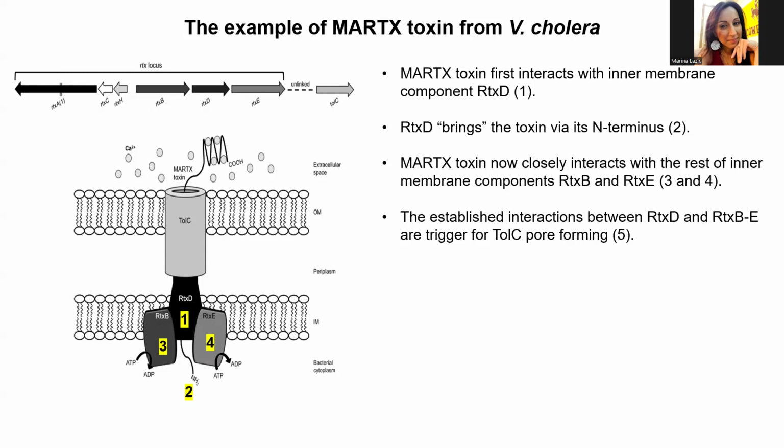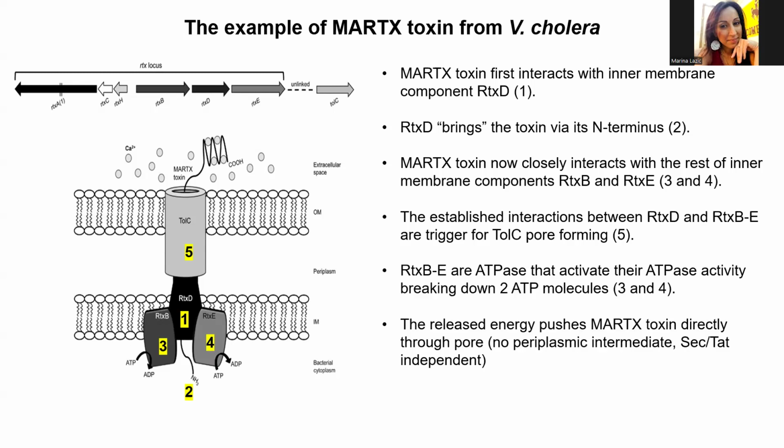Of course, as you can imagine, this needs to be energized, and both the B and E components are going to perform hydrolytic activities because both of them are actually ATPases. So if you remember hemolysin, it was only B. Here you have B and E like a dimer that will complete hydrolytic activities, in this case, 2 ATP molecules, and that hydrolysis will actually push the toxin through the TolC.